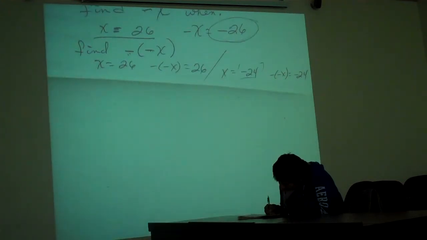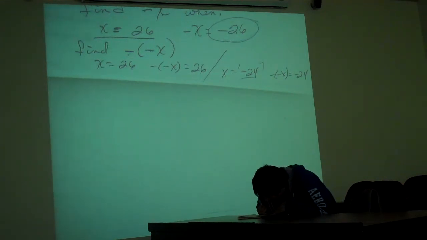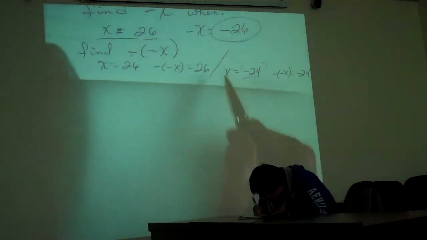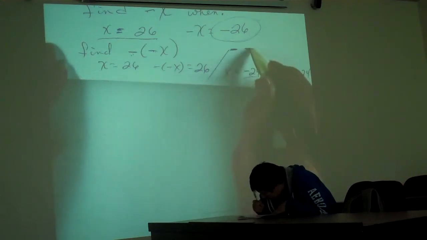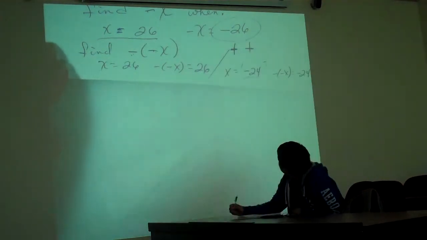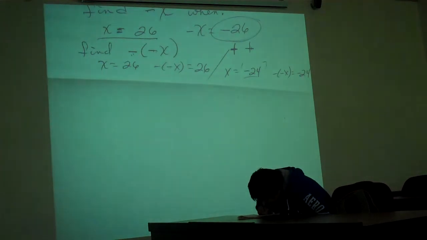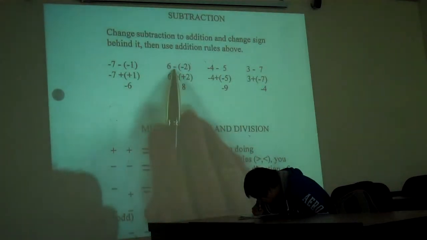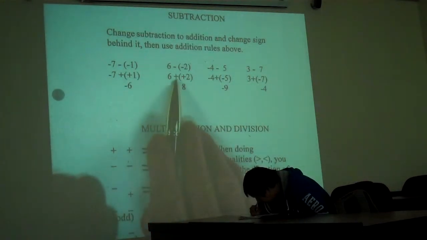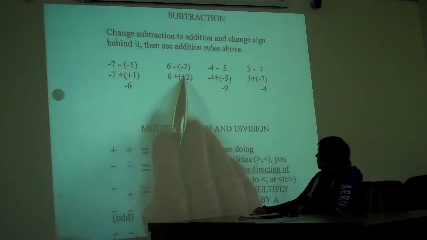So if it has one negative, you change the sign. If you have two negatives, it just stays the same. You put those two negatives together and make it a plus, make it plus positive. On this sheet here, if you see two negatives together, like minus negative, it's the same as plus a positive. Okay?